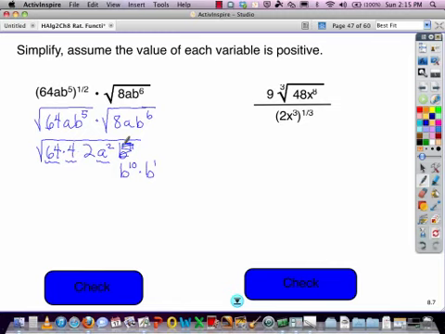Here we go. The square root of 64 is 8. The square root of 4 is 2. Square root of 2 is going to have to stay. The a squared will come out as an a. The b to the 10th will come out as b to the 5th, and I think that b will have to stay. So the only cleaning up I would do here is 8 times 2 is 16, a b to the 5th times the square root of 2b.